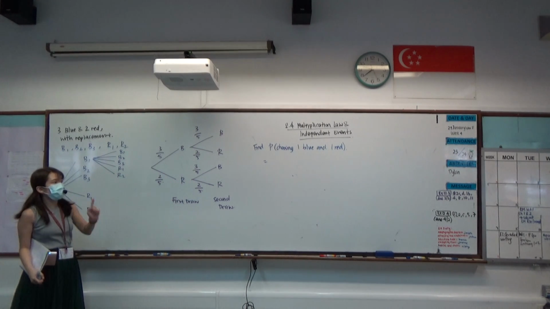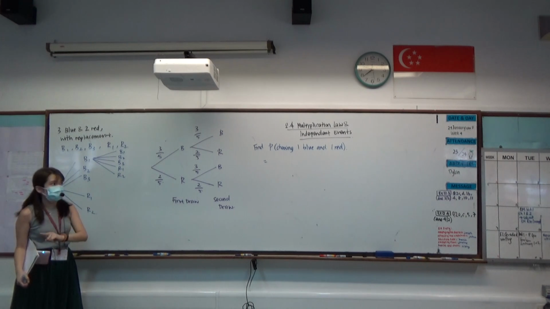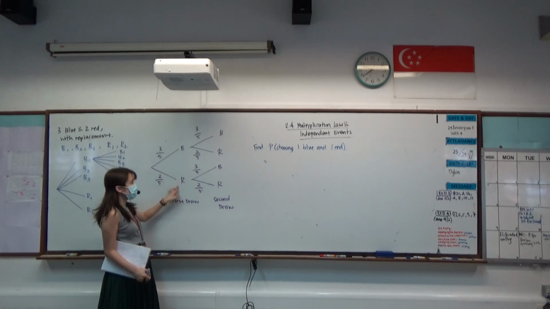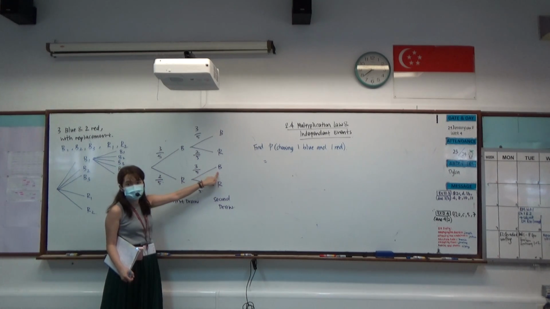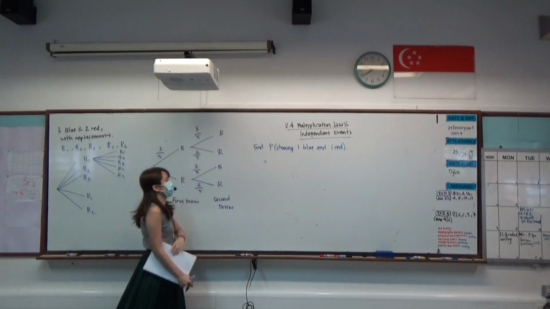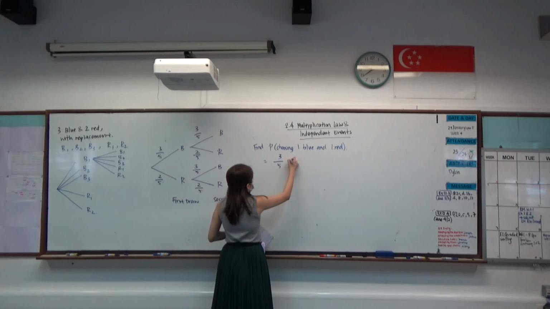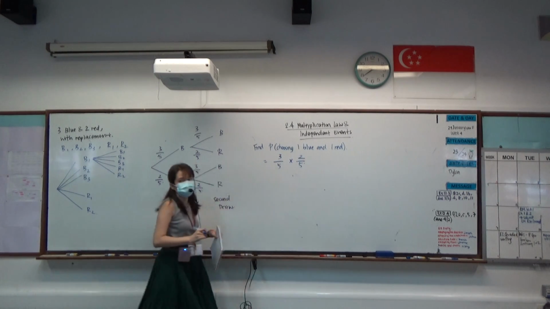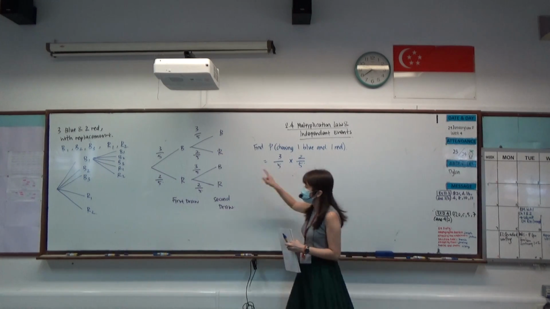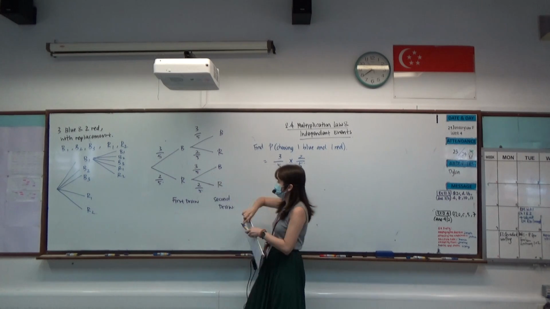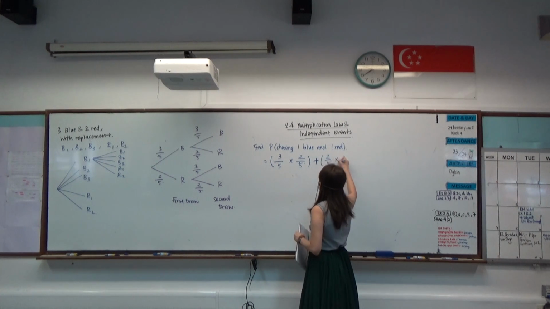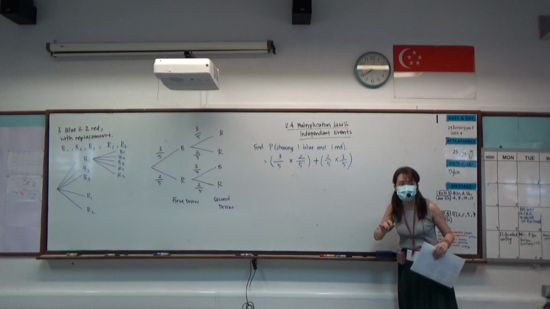Meaning to say, if I'm talking about the probability of choosing one blue and one red, that means I can take blue first, then red, or red first, then blue. Agree? So blue first, then red will be 3 over 5 times 2 over 5. Okay? So this is blue first, then red. Then we also have the case where red first, then blue. So I will have to plus 2 over 5 times 3 over 5. Okay?